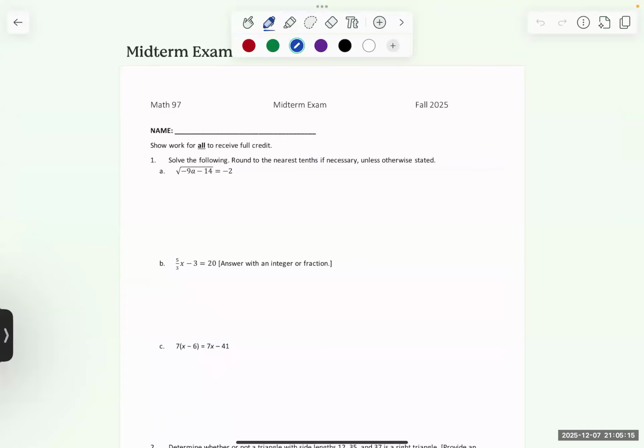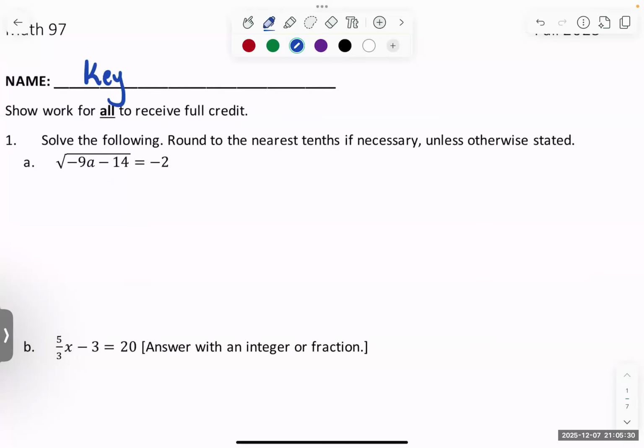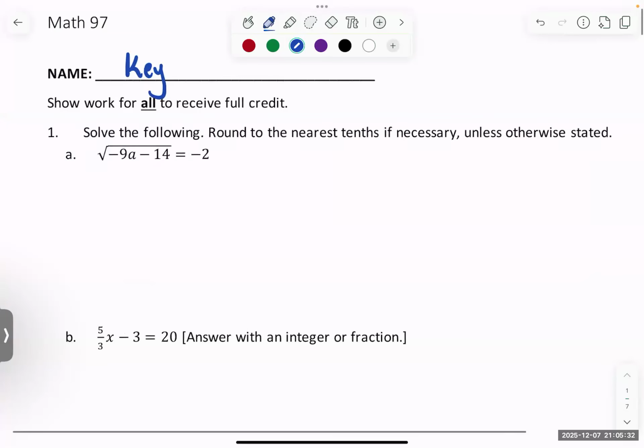Okay, I'll be going over the midterm exam. You are free to slow down this video if you need to, or speed it up to follow along. Okay, solve the following, rounding to the nearest tenths if necessary, unless otherwise stated.